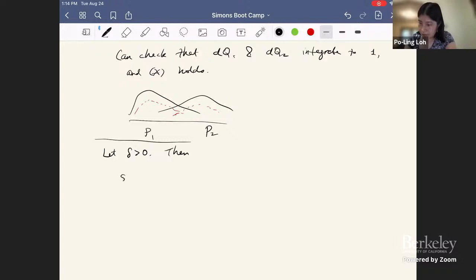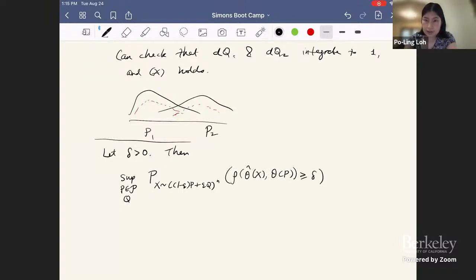So now we go back to our minimax risk quantity. Supremum over P in script P and over all contaminations Q of the probability that X is distributed as (1 minus epsilon) P plus epsilon Q to the N, where rho of theta hat of X, theta of P is bigger than or equal to delta. Okay. So we're really interested in the loss function L, but later we're going to put a phi function there to make it equal to L.